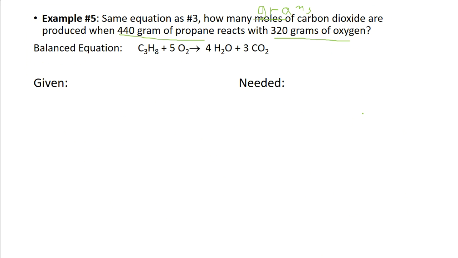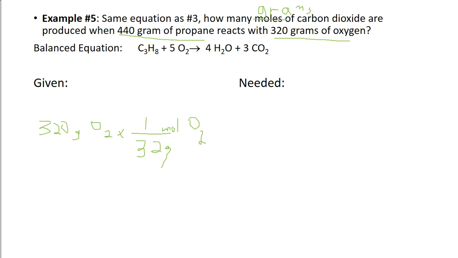So we're going through the periodic table, through the balanced equation, through the periodic table again. So let's do that. We're going to use the oxygen, so 320 grams of O2. The first step is to go from grams to moles, and that is the periodic table. For oxygen, each one is 16, there's 2 of them, so that's a total of 32. So it's 32 grams of oxygen in 1 mole of oxygen.